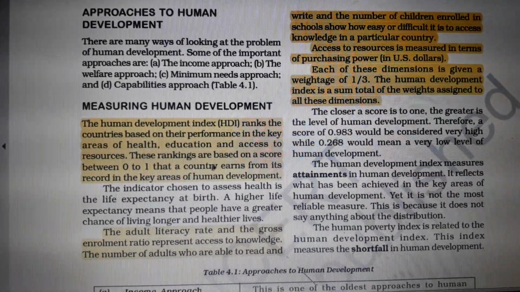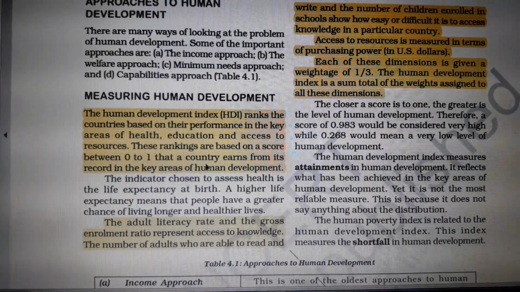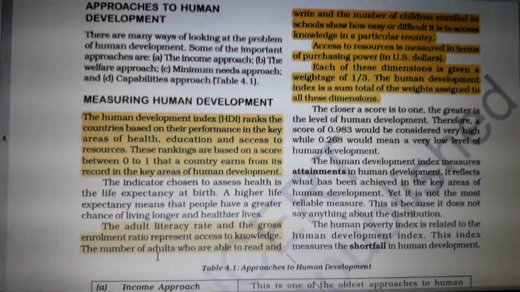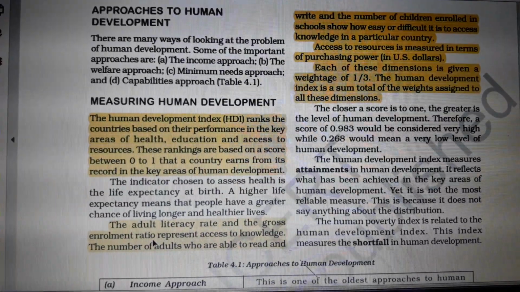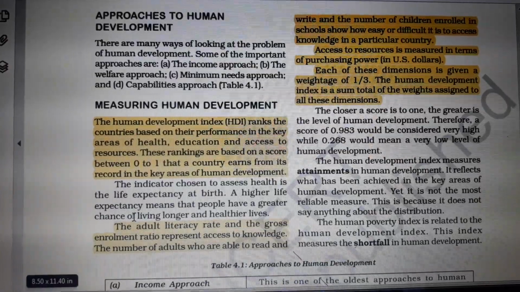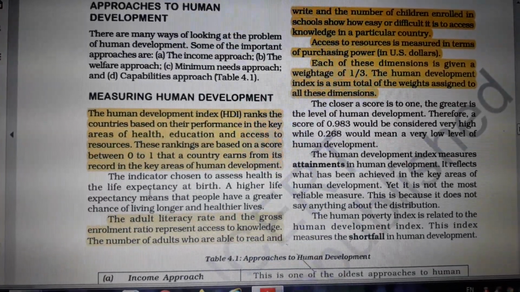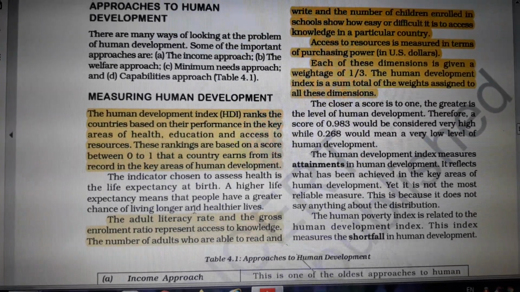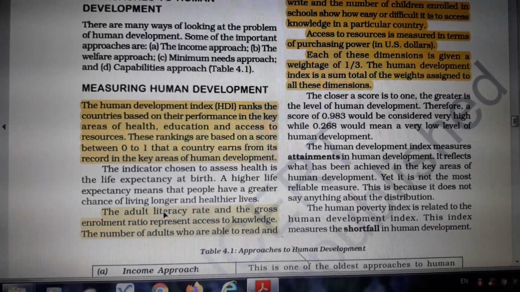So these rankings are based on the score between 0 and 1 that a country earns from its record in the key areas of human development. These are some of the indicators. For example, you can see here the indicator of health, which is most important. The health indicator is life expectancy at birth. Higher life expectancy means that people have a greater chance of living longer and healthier lives.